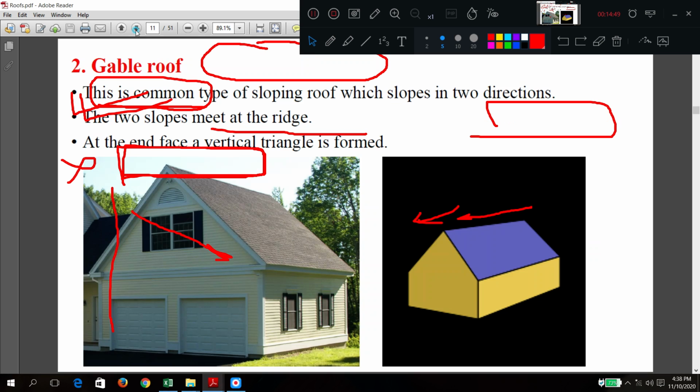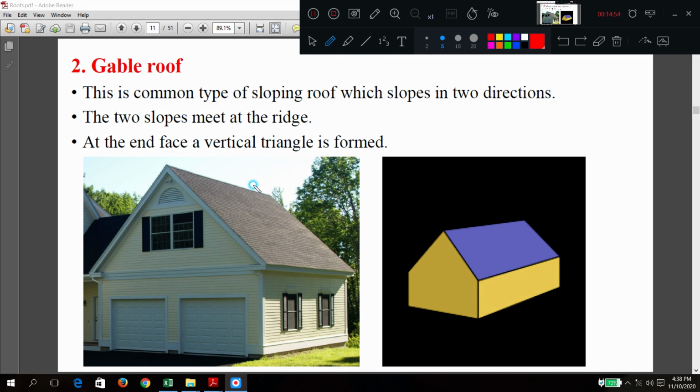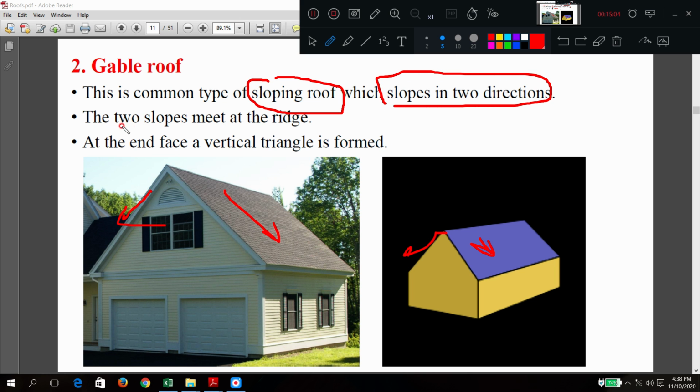Lean-to roof. Okay. Gable roof. What is there in the gable roof? Here you can see the slope is in two directions. This is a common type, which has slope in two directions. So the two slopes meet at the ridge. What is ridge? This horizontal line.